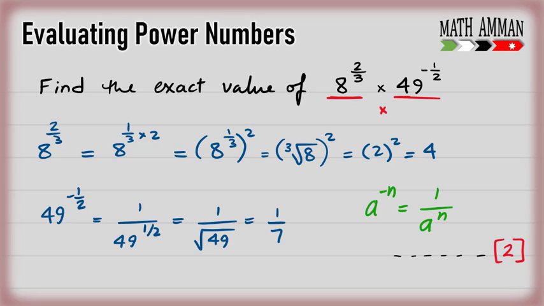Now what remains is simply multiplying the values we obtained. 4 times 1 over 7, which is 4 divided by 7. And that's our answer.